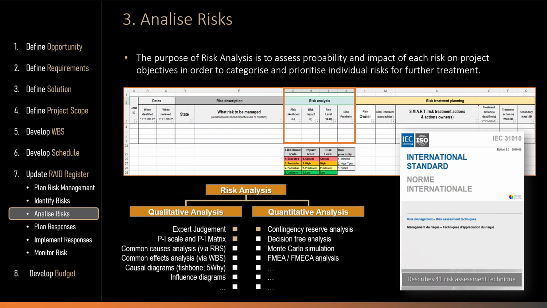There are many methods for risk analysis. There is even an international standard dedicated to risk assessment techniques. Among other methods, expert judgment together with probability impact scale and probability impact matrix are the easiest and most commonly used methods to do risk analysis. Risk assessment doesn't need to be perfectly precise. It needs to be accurate enough to support good risk prioritization and the selection of appropriate response actions.